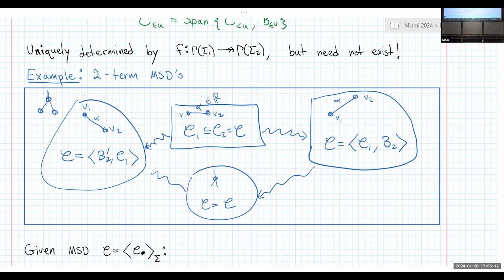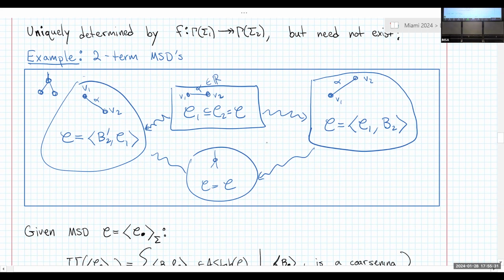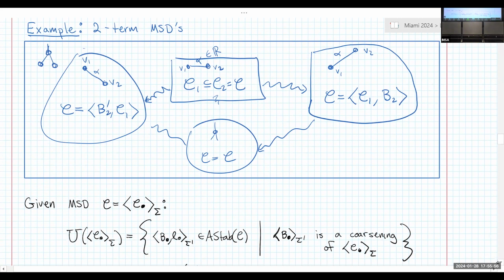And so this notion is important because I want to say which augmented stability conditions are close to a given one. And so in order to say that, I have to say when is a multiscale decomposition close to a given one. And that's what this coarsening recovers. And as you can see in this example, the B2 is uniquely determined by the original data, right? B2 is the orthogonal complement of C1, it has to be. And B2 prime has to be the orthogonal complement of C1 on the other side. So the categorical data is actually uniquely determined by the change in the combinatorial data. But it only exists if you have some admissibility.